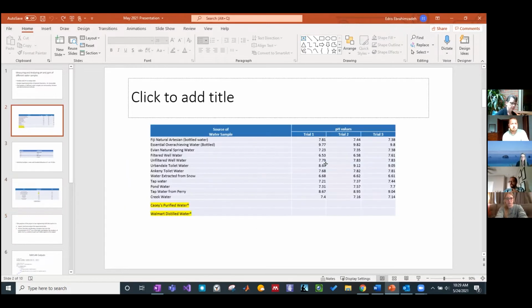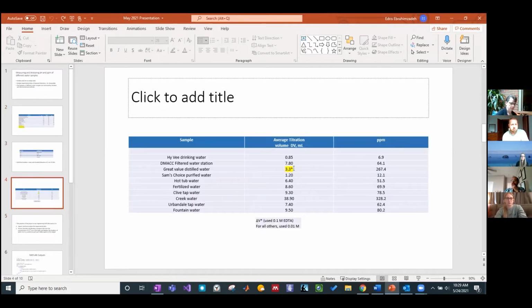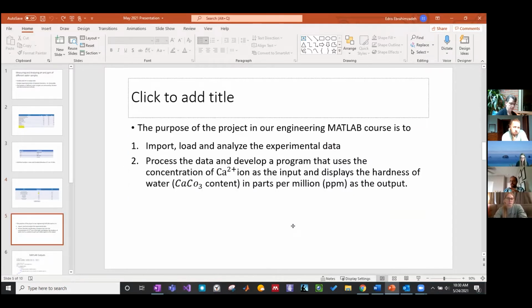Like you see here, we don't have data for these two sources, or we have some exception for great value distilled water. We see that for all of the data, you have used a 0.1 molar EDTA, but for others you have 0.01. There are some exceptions for the data all the time. But we are not going to touch anything in the spreadsheet. We are going to do all the changes in the programming.